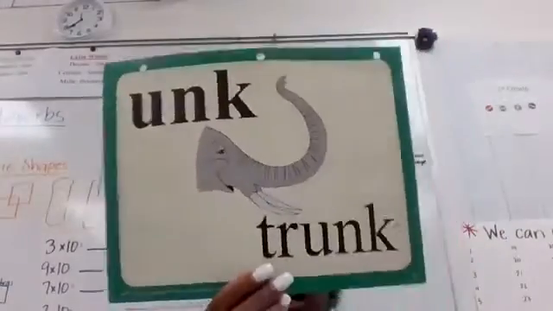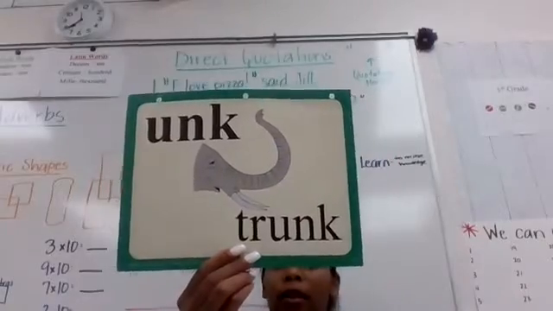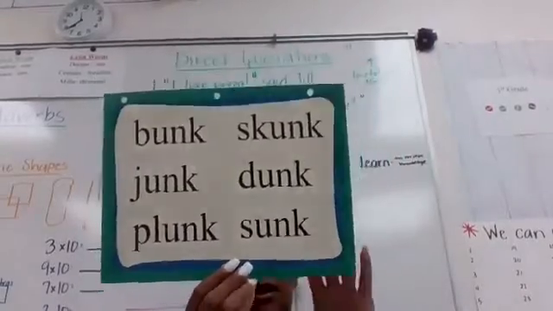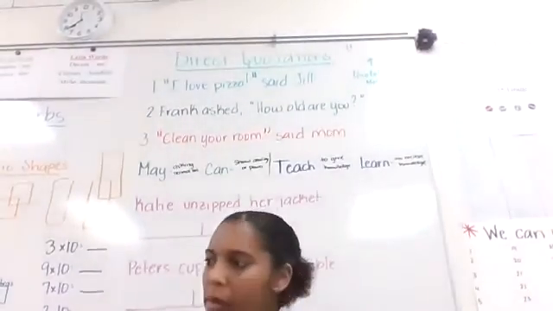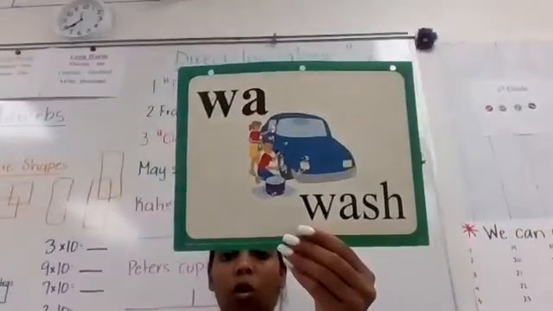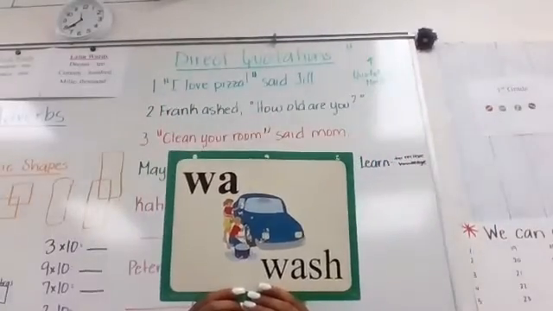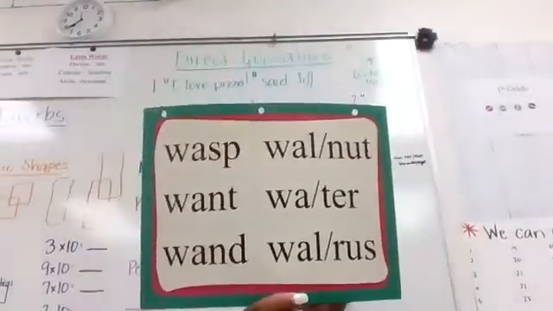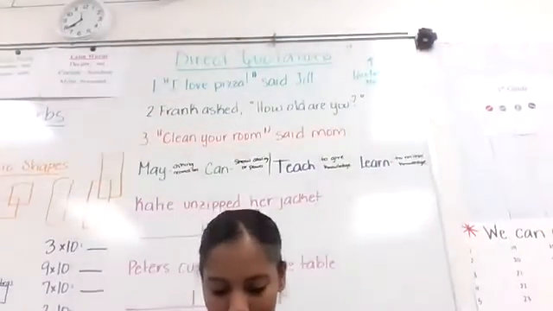UNK says unk, like in shrunk. This is a skill that some basketball players do really well. Dunk. WA says wah, like in wash. This is something that a princess might have. Wand.